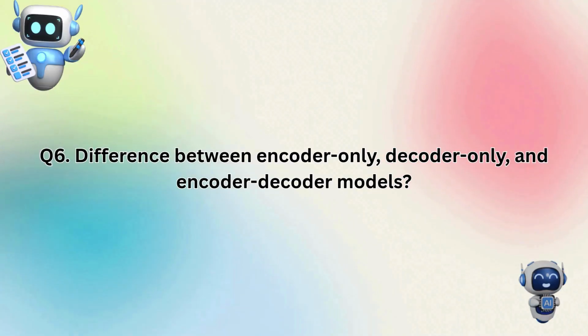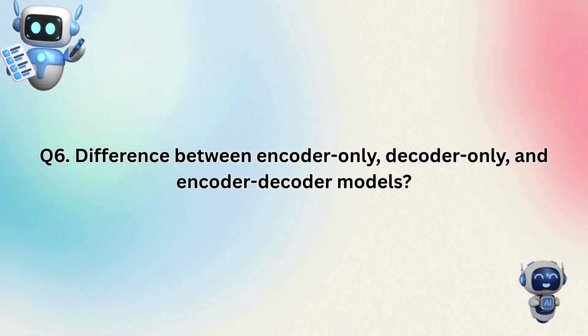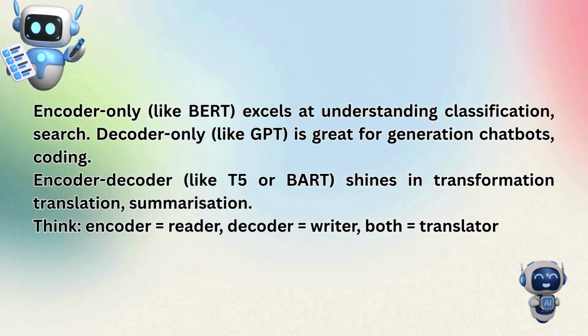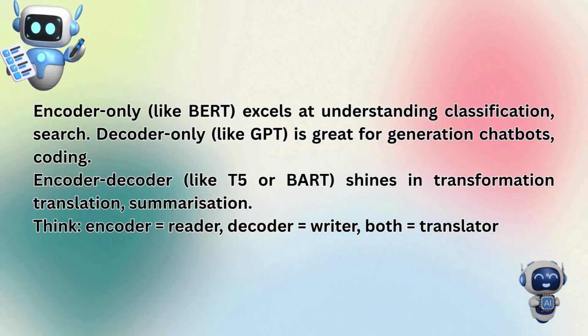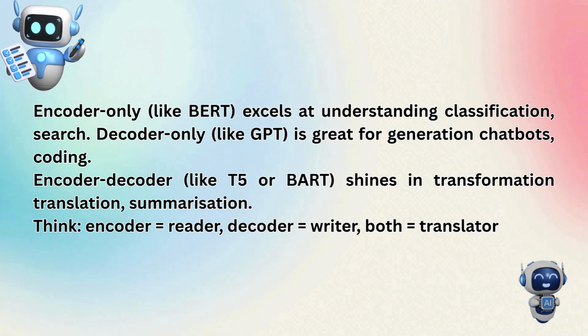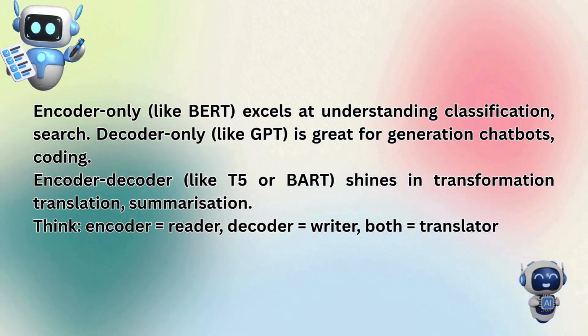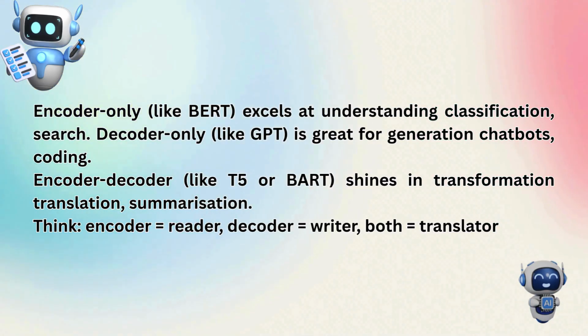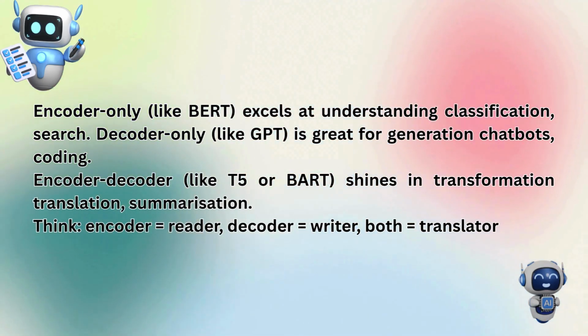Difference between encoder-only, decoder-only, and encoder-decoder models? Encoder-only, like BERT, excels at understanding, classification, search. Decoder-only, like GPT, is great for generation, chatbots, coding. Encoder-decoder, like T5 or BART, shines in transformation: translation, summarization. Think encoder equals reader, decoder equals writer, both equals translator.